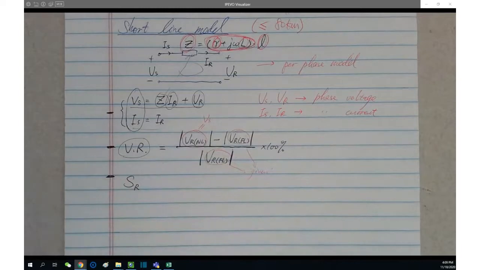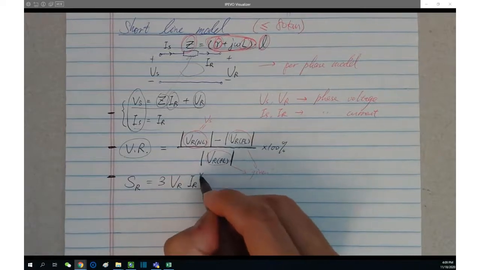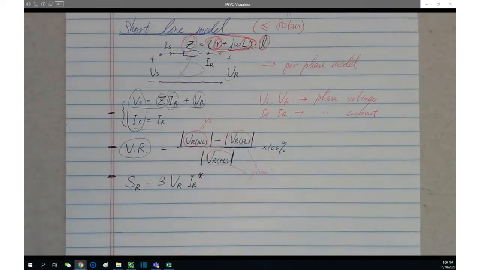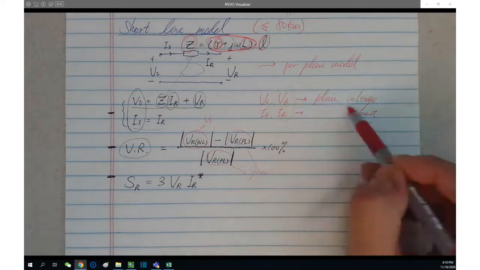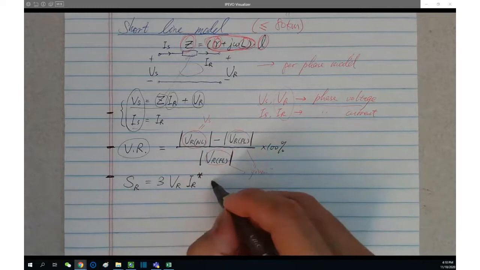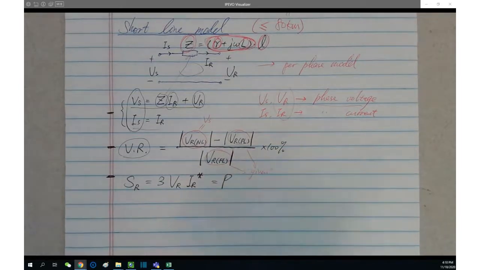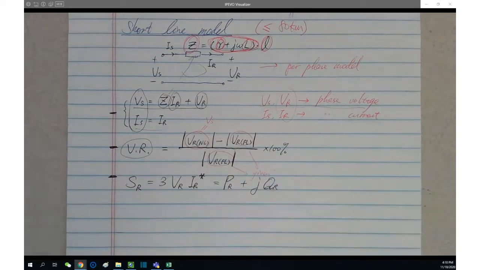Three-phase receiving end power is just equal to what? Three times VR, IR conjugate, right? Once again, we are talking about phase quantities. So three times phase voltage times phase current conjugate, right? This is the receiving end power, three-phase. And of course, you're going to end up with a complex number, with the active plus the reactive. So what we learned from the second module.